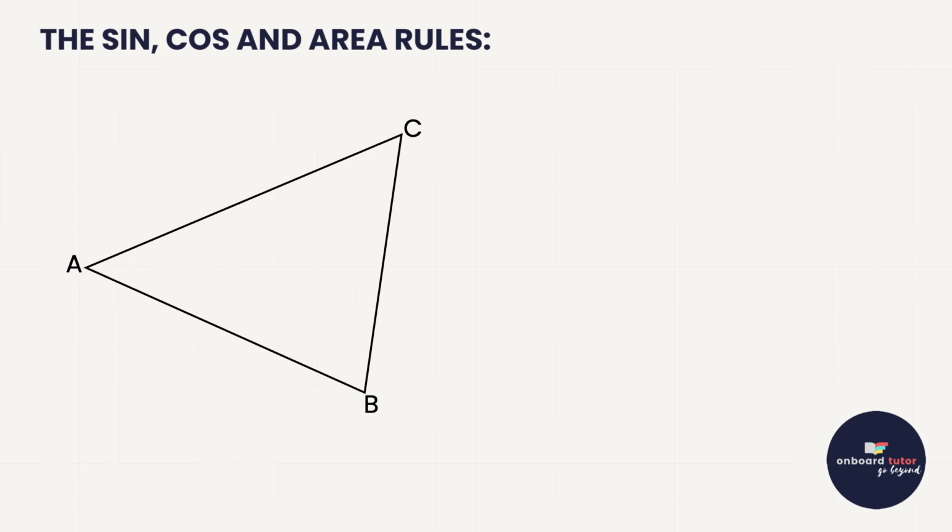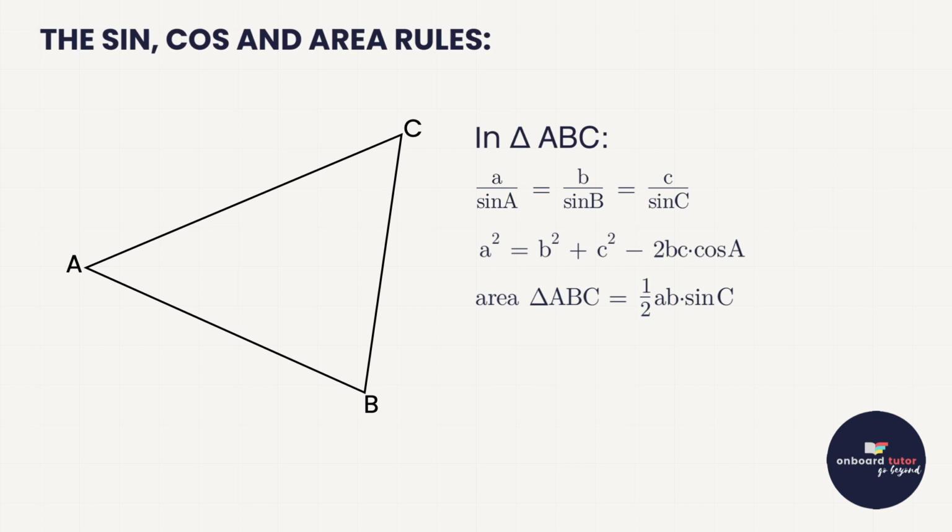But what happens when I get a triangle like this? ABC. It's a scalene triangle. There's no 90-degree angle here, and so SOHCAHTOA does not apply. Well, that's when I head to my formula sheet and I have a look at these 3 new rules.